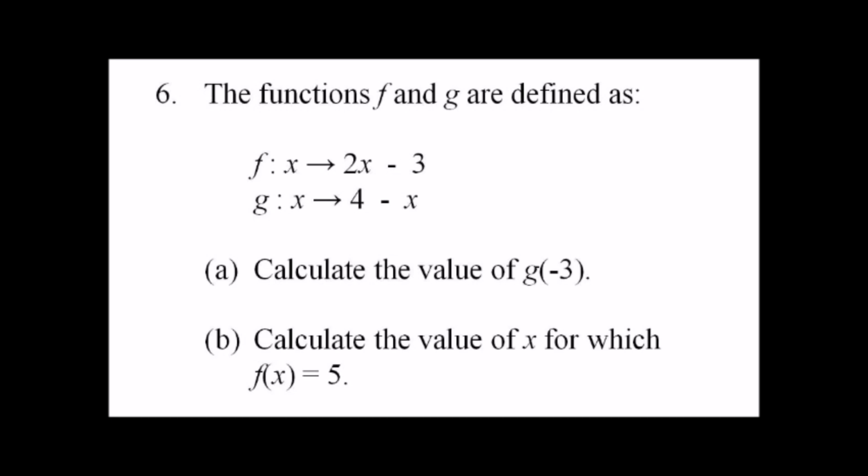Calculate the value of g to the negative 3. So you go to the function that says g of x, and where you see x, you substitute negative 3. Work it, get an answer. Then for b, go to the function for f of x and put it equal to 5. Solve it for x. Simple as that.